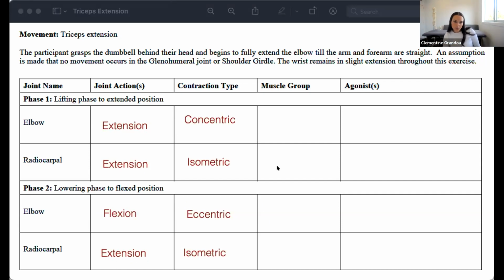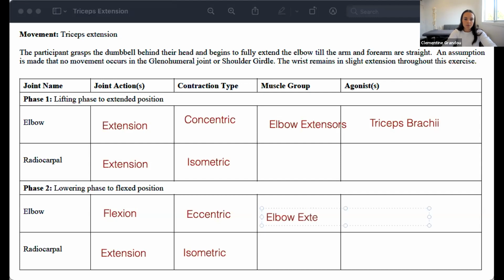Okay, then we can do the muscle group. So for the concentric phase, we know that the muscle group is the same as the joint action. So this must be the elbow extensors. And the agonist of elbow extension is the triceps brachii. We can then do the same for phase two at the elbow. So eccentric means that the muscle group must be the opposite. So if it's elbow flexion, the muscle group is going to be the elbow extensors. And the agonist, again, triceps brachii.